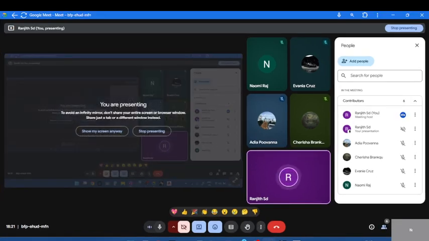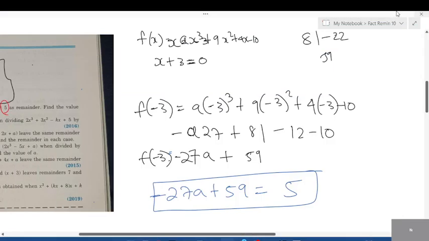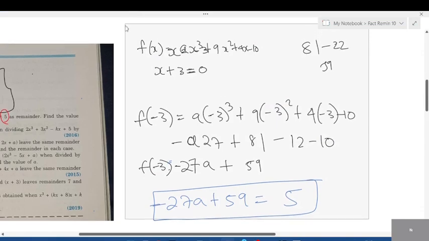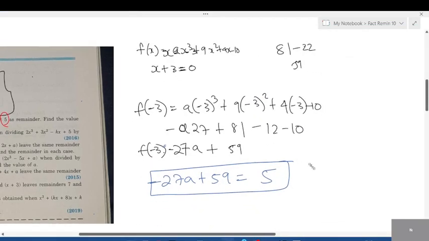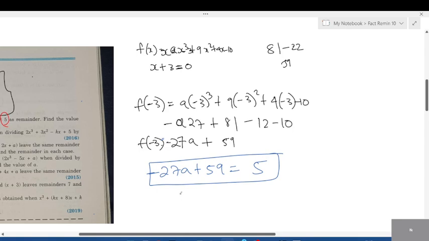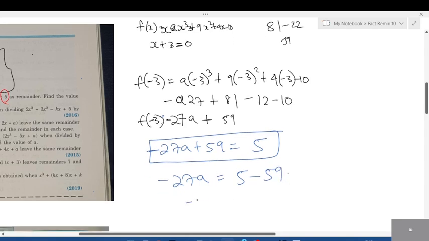Factor and remainder theorem, it is very easy, but the only thing is it's confusing. If you don't understand the first exercise, the second exercise also will be tough. How do you solve this question? Tell me, Naomi, minus 27a remains as it is. What happens to 59? And then minus 54, A is equal to minus 54 divided by minus 27, A is equal to 2.